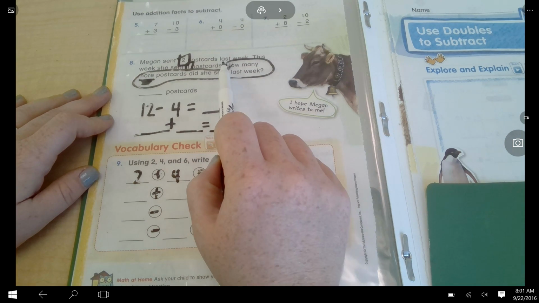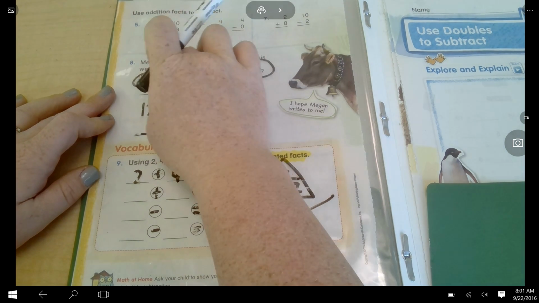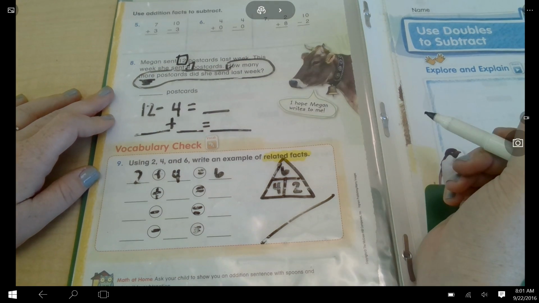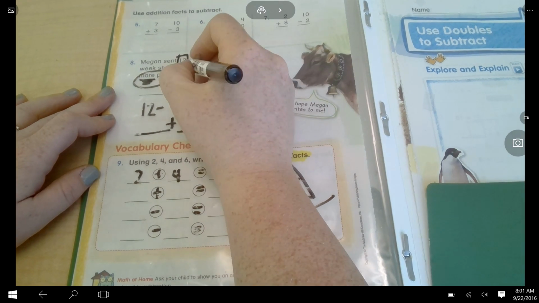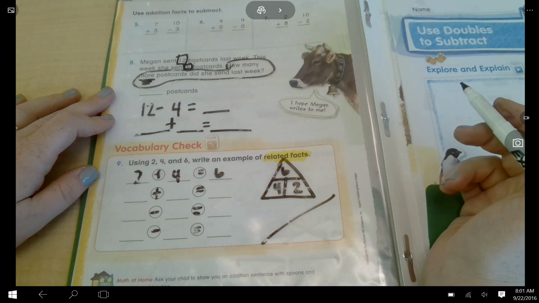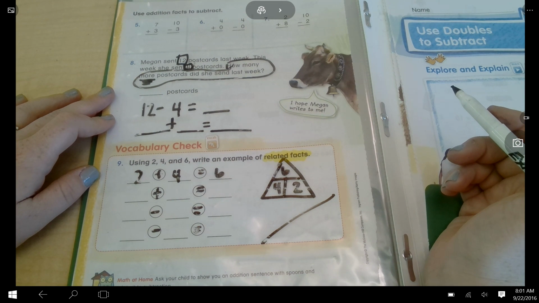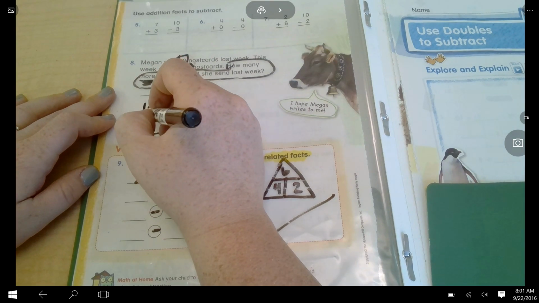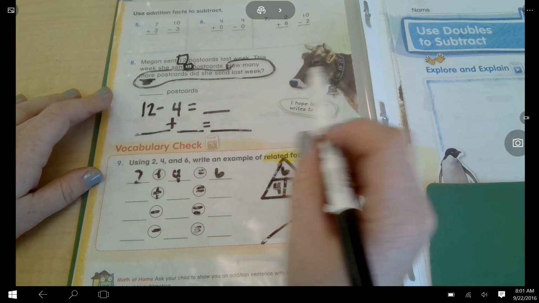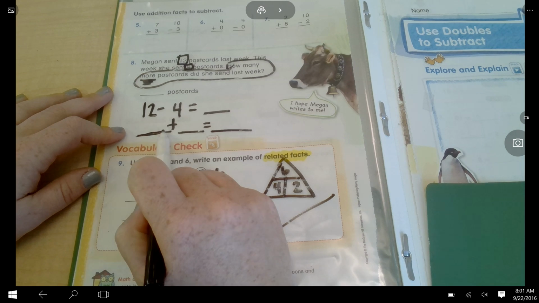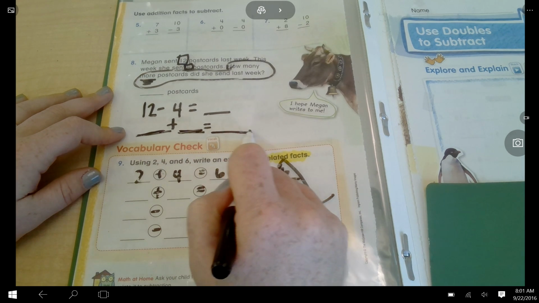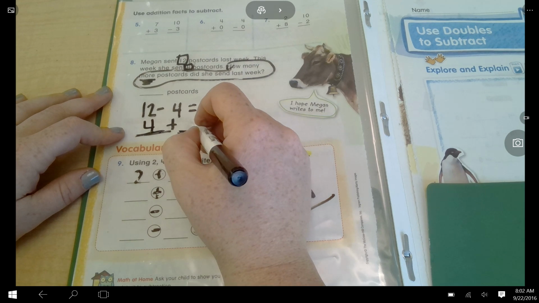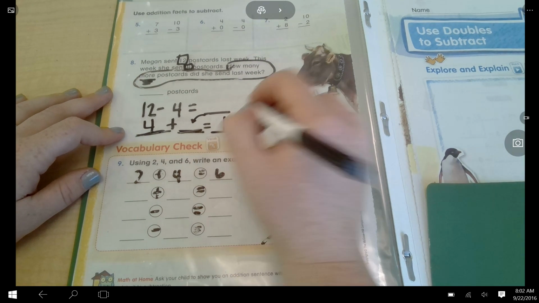Megan sent 2 postcards last week. Oh, not 2. That says 12. You can't see it. Let me try that again. Megan sent 12 postcards last week. This week she sent 4 postcards. How many more postcards did she send last week? So we're going to do a number sentence of 12 minus 4. And I want you to write that related addition fact. So you're going to put 4 plus whatever that answer is here equals 12.